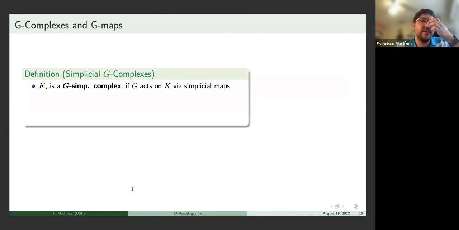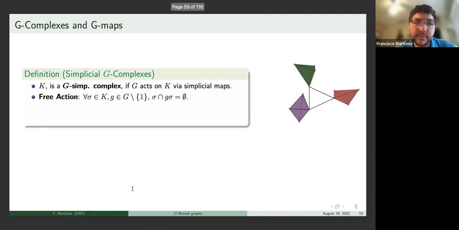So I'm talking about G simplicial complexes, so let me tell you what that is. We say that a simplicial complex K is a G simplicial complex if the group G acts on K via simplicial maps. And we are mostly interested in the case where the action is free. What that means in this context is that for every face of K, the face and the orbit of that face have an empty intersection. So sigma intersect g of sigma, for any non-identity g, has to be empty.